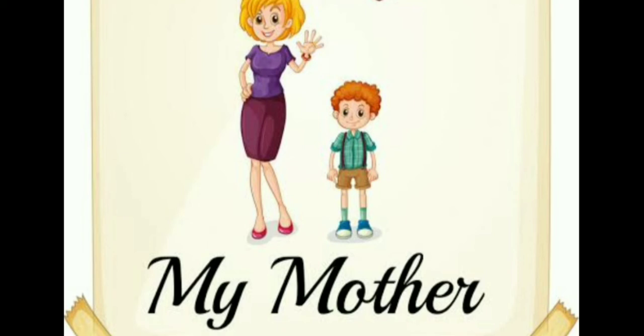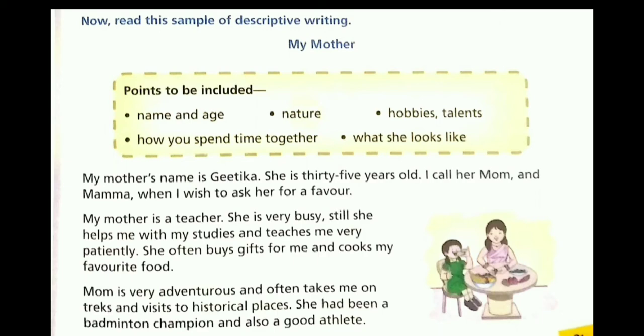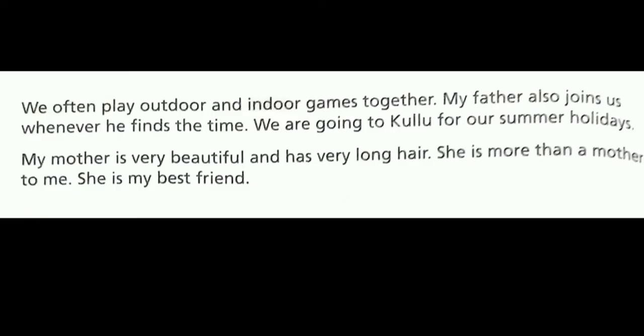The topic was my mother. As you all could see, in the first line we have described my mother. Moving on, in the other paragraphs, we have described the activities, hobbies, talents, etc. related to the topic. And as I explained to you, we end a paragraph with a concluding sentence. So for this topic, my mother, we have ended with: she is more than a mother to me. She is my best friend. So these are the concluding sentences for the topic.